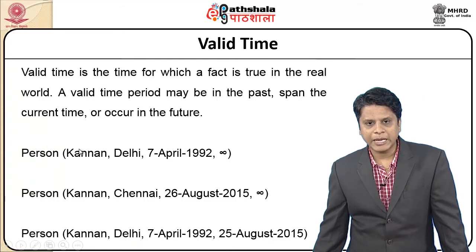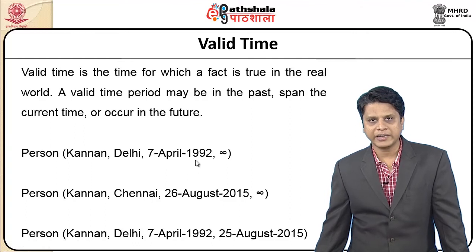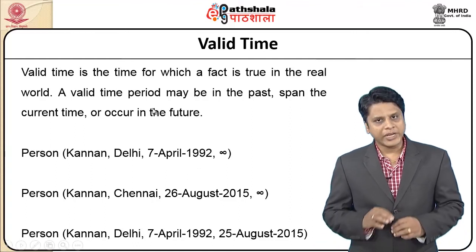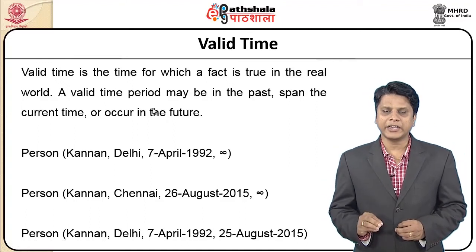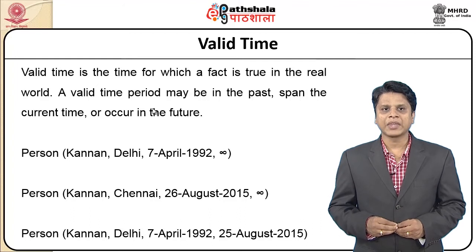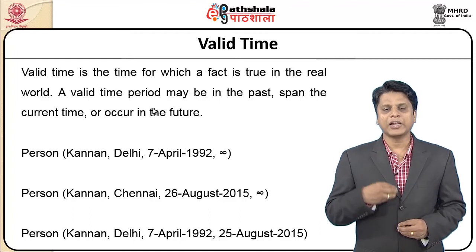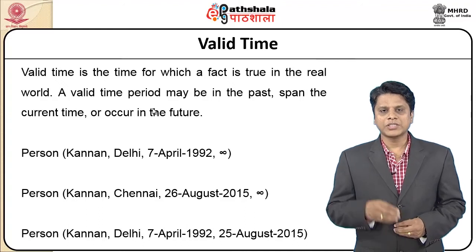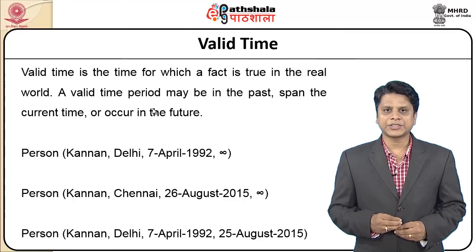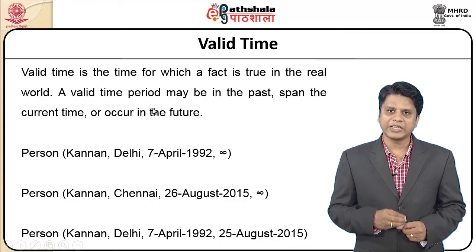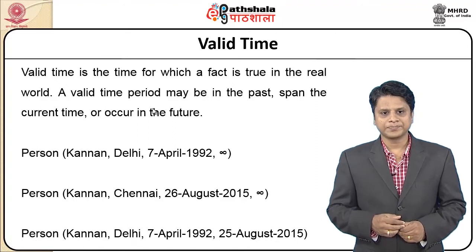So, a person named Kannan who lives in Delhi and was born on 7th April 1992, it is very clear that he was born on 7th April 1992, but we will not be able to say clearly how long this person is going to live. So, we put a value called infinity. This shows clearly that the valid time of this particular transaction starts on 7th April 1992 and runs until infinity.